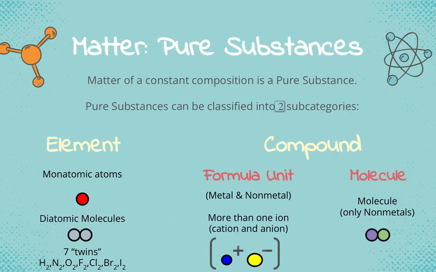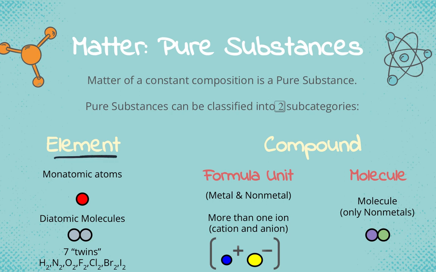So let's move on to what a pure substance is. A pure substance has a constant composition throughout. Kind of where I gave you examples of constant and variable composition, I'm going to talk more on that on this slide as well. So pure substances can be classified into two subcategories.